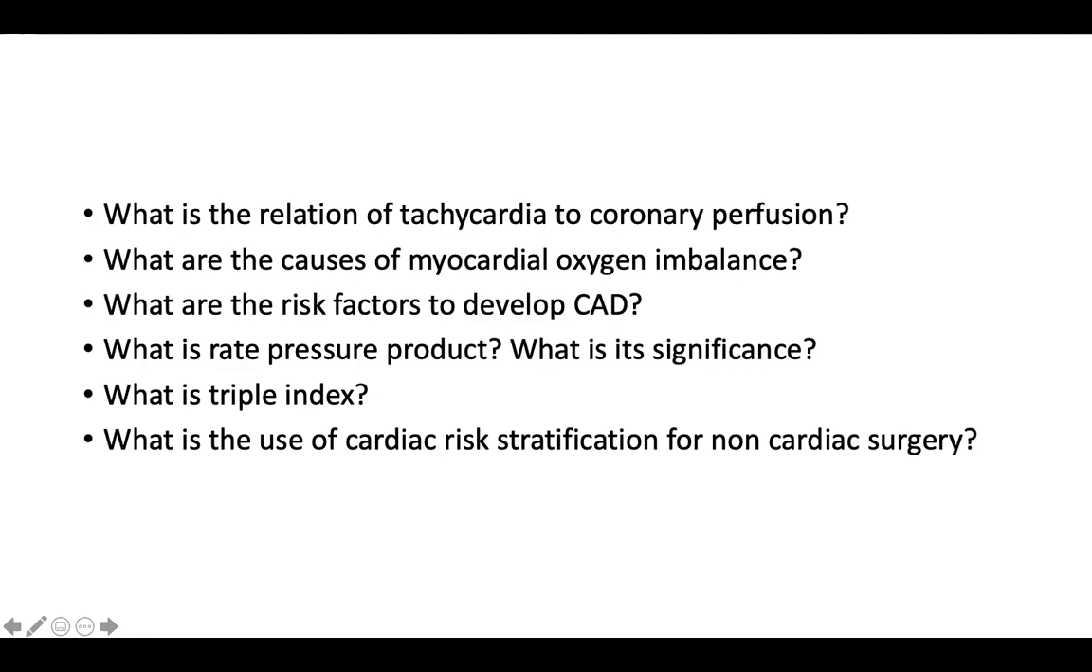And fifth, it tries to modify the risk factors. And sixth, mainly, it optimizes when we can accept the patient for surgery. So these are the uses of the risk stratification of a cardiac patient for non-cardiac surgery. Okay, sir. Okay, so these are the uses of that.